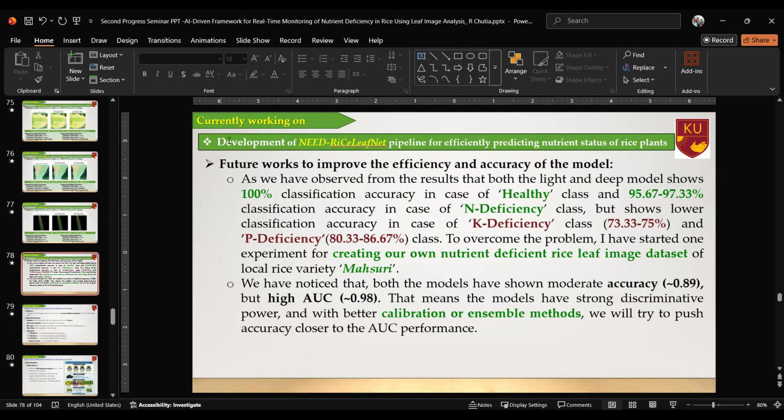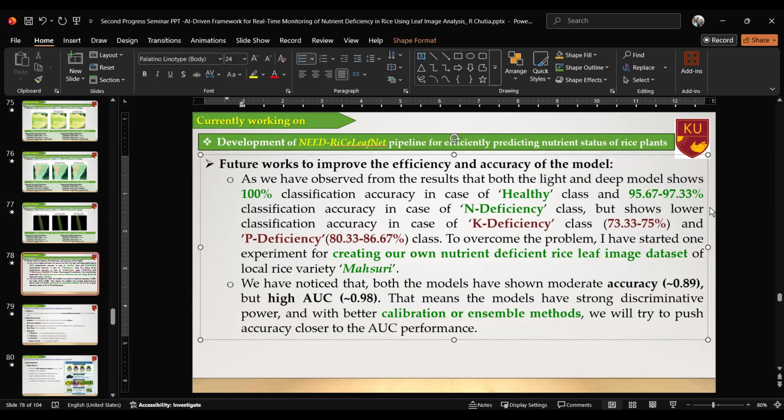While working with these models, we have observed that there are a few cases where the model is not performing very well. For example, in the case of potassium deficiency and phosphorus deficiency, we have seen lower accuracy. But in the case of healthy and nitrogen deficiency, it has shown higher accuracy, like 100% for healthy and 95.67 to 97.30 for nitrogen deficiency.